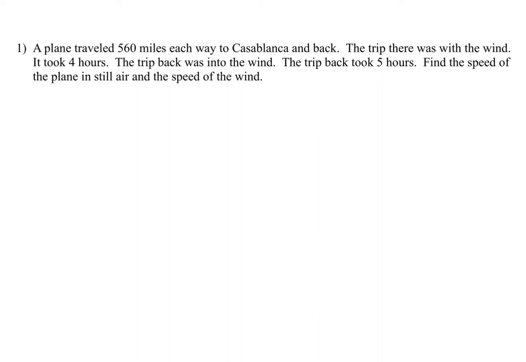So the first type of word problem we did in this section was distance, rate, and time. And then we added to what we already knew about distance, rate, and time, wind resistance or current resistance. So this first question says a plane traveled 560 miles each way to Casablanca and back. The trip there was with the wind, took 4 hours. The trip back was into the wind and took 5 hours. Find the speed of the plane in still air and speed of the wind.